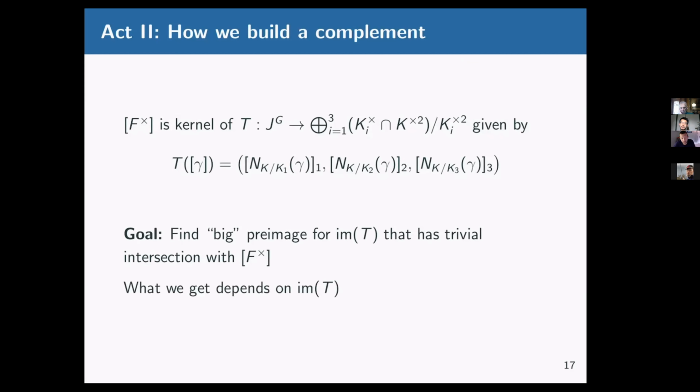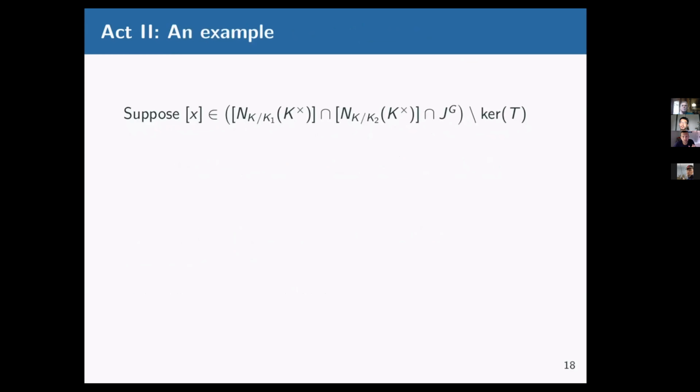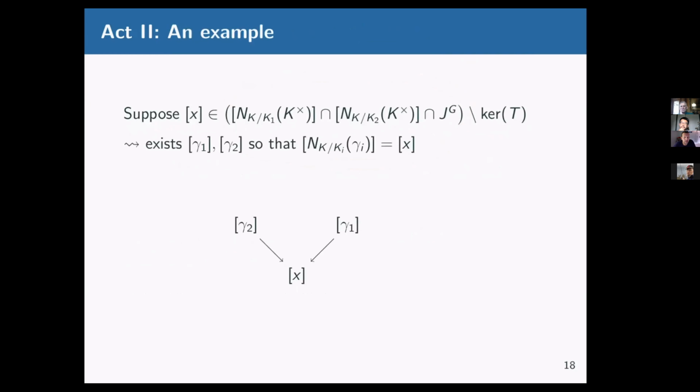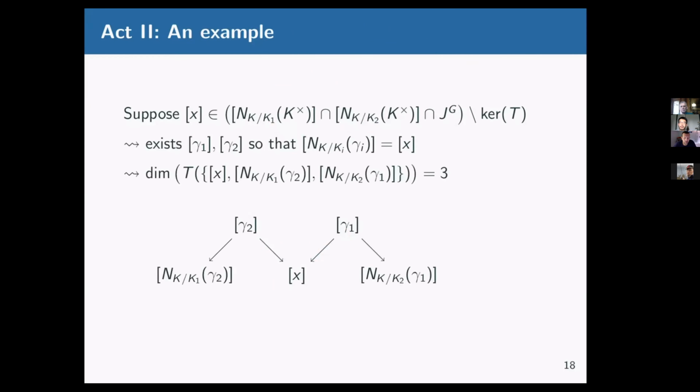And what we wind up getting back turns out to depend on the image of T. For example, if there is an element that has the property that the kernel of T does not swallow up all of this particular space, whatever this thing is, then it turns out that there is an element X that is simultaneously a norm from K down to K1 and a norm from K down to K2, but of course also fixed. So we get norms in each direction and a fixed element. If that's true, you can make an argument that these two elements also have non-trivial images in this direction, and T of all of these things, this thing, this thing, and this thing, are all independent from each other. They span a three-dimensional space. So this is one of the cases we get.